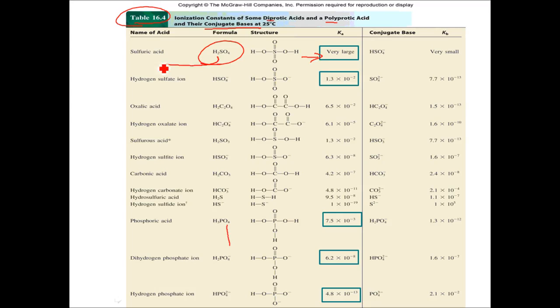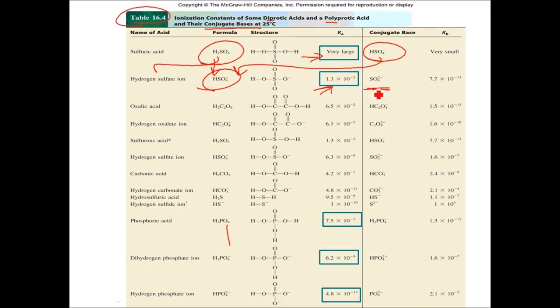Well, once you lose that first hydrogen ion, then you're left with the hydrogen sulfate ion, and that too can be an acid. Notice up here that it actually was the conjugate base of sulfuric, but now in our second ionization, it will become the acid. So you can do the Ka for this. It's 1.3 times 10 to the minus second, which will lead you to your sulfate ion.